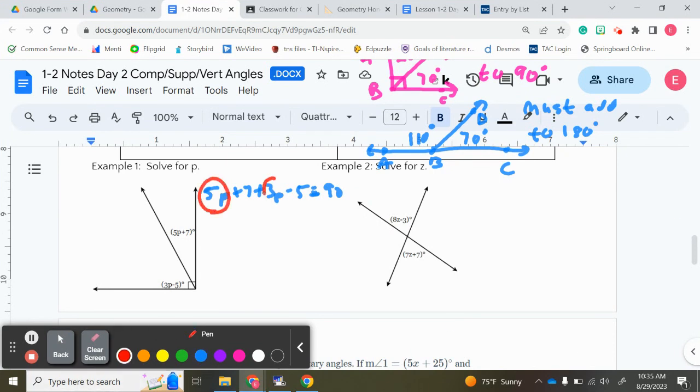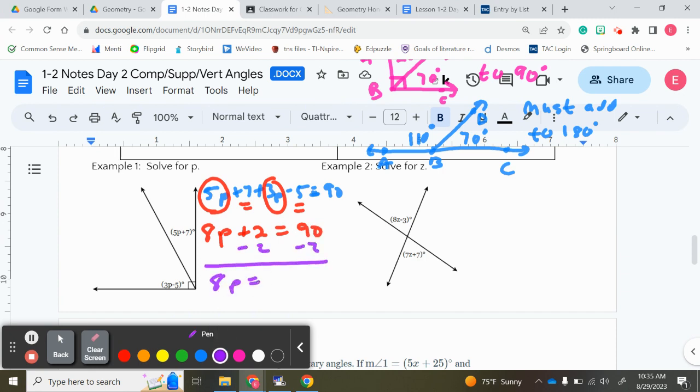We have 5P, 3P, which leaves me with 8P. We have 7 minus 5, which leaves me with positive 2. I will subtract the 2 from each side. That leaves me with 8P equals 88. And then divide by 8. So I'm getting P is equal to 11. Now they are not asking us to solve for each individual angle. They just ask, hey, what's the variable P? So we're done. Okay.